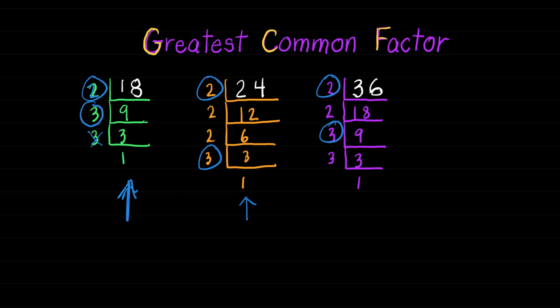Now we just have to find the greatest common factor. And guess what it is? It's just these 2 numbers multiplied. See? It's just 2 times 3. And that'd be 6. 6 is the biggest factor, or the largest number that can be divided into these numbers.